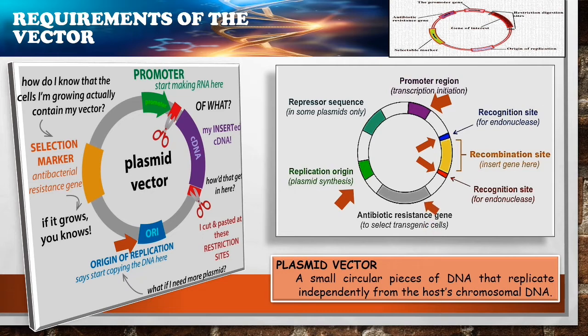Another requirement is the promoter region, or known as transcription initiation, enabled to support the gene for new DNA expression in the host. How do I know that the cells I'm growing actually contain my vector? By means of a selection marker or selectable marker. It's also known as the antibacterial resistance gene. If it grows, you know.